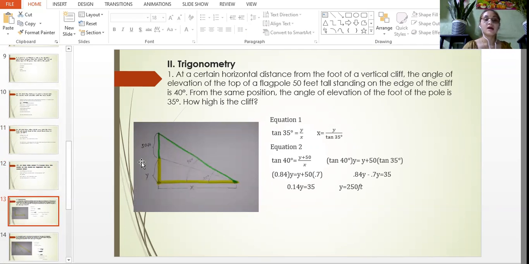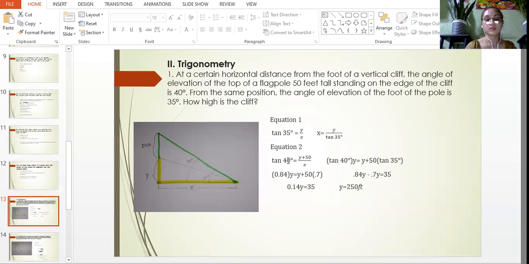Trigonometry, number 1. At a certain horizontal distance from the foot of a vertical cliff, the angle of elevation of the top of the flagpole, 50 feet tall, standing on the edge of the cliff is 40 degrees. From the same position, the angle of elevation of the foot of the pole is 35 degrees. How high is the cliff? Equation 1: tan 35 degrees is equal to y over x. So x is equal to y over tan 35 degrees.